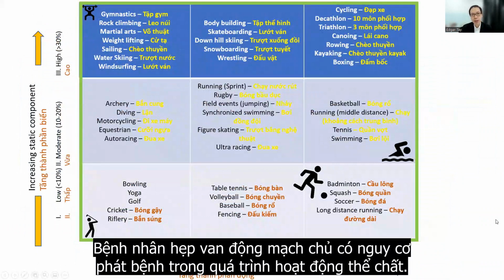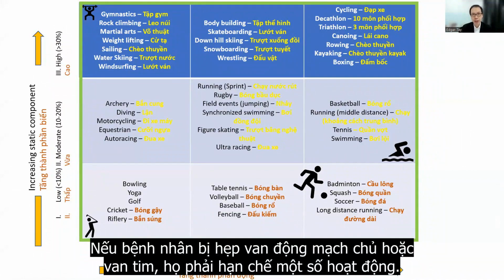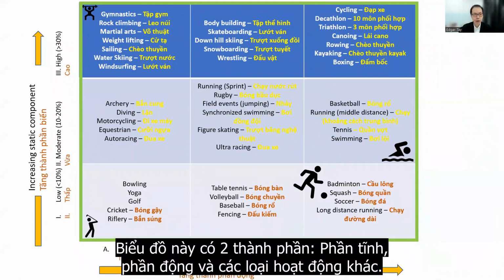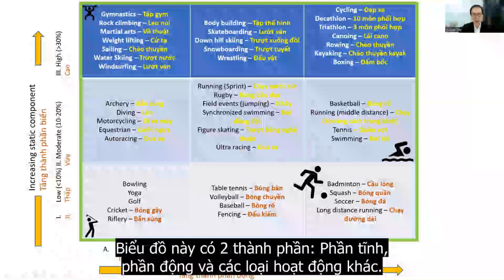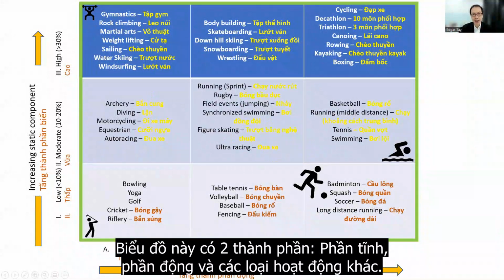What is also important is that patients with aortic valve stenosis are at increased risk of something bad happening during physical activity. So if a patient has aortic stenosis or aortic valve disease, we have to limit some of them in terms of what exercise they can do. If you look at this chart, there are 2 components, the static component and the dynamic component, and the various types of exercises out there that patients are doing.